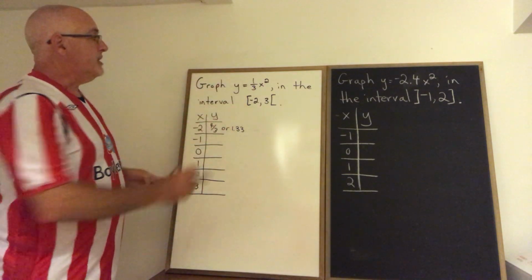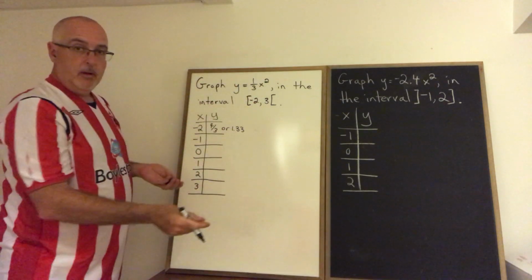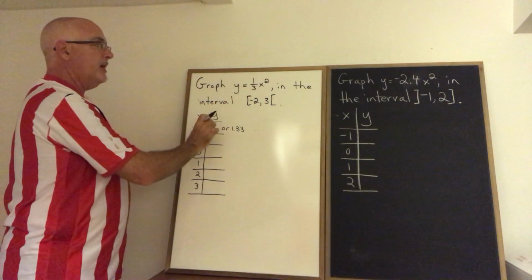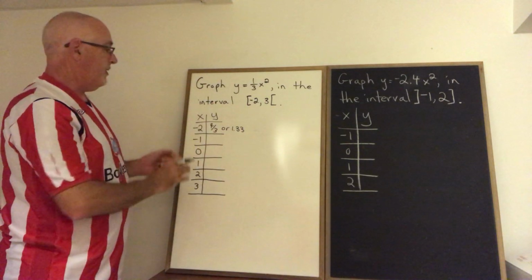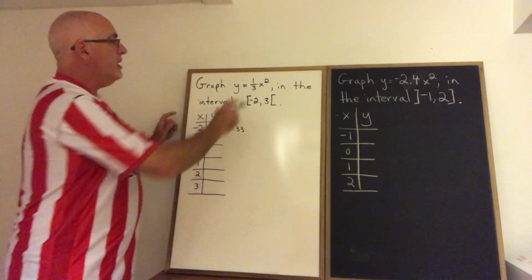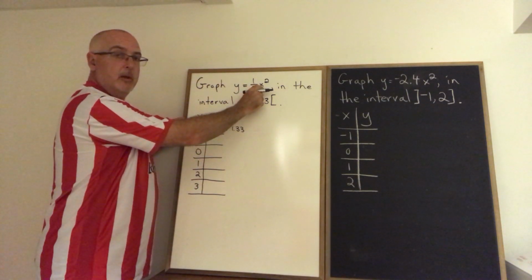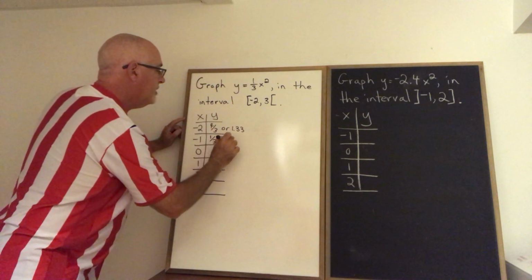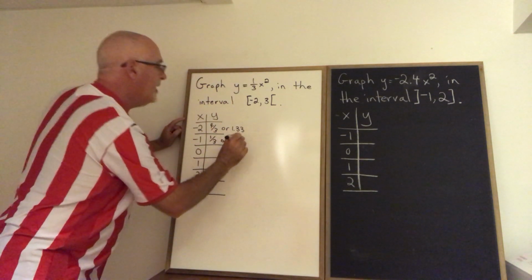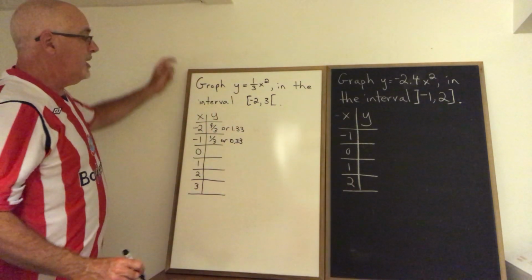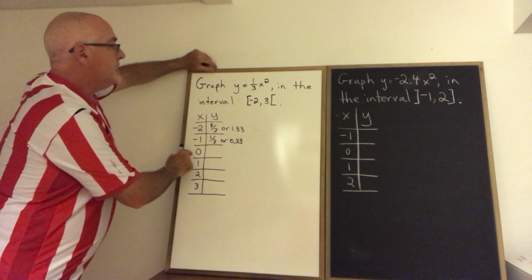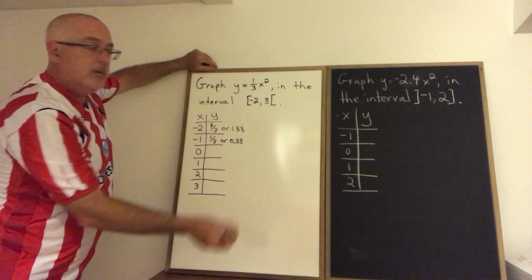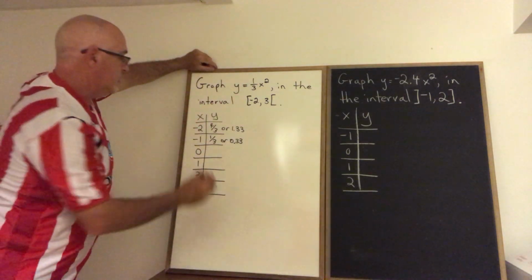Remember, BEDMAS says that we do the exponent before we multiply. So I square my x value first, then I multiply by 1/3. If x is -1, -1 squared is +1, and +1 times 1/3 is 1/3, or 0.33. Now I am rounding these. If x is 0, 0 squared is still 0, and 0 times 1/3 is 0, so we have the point 0, 0.